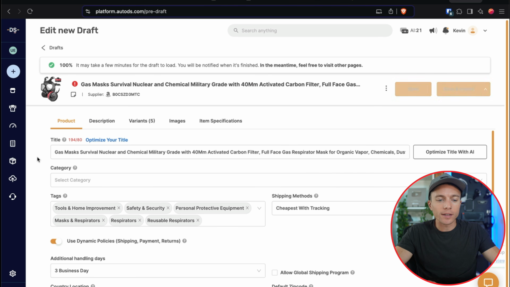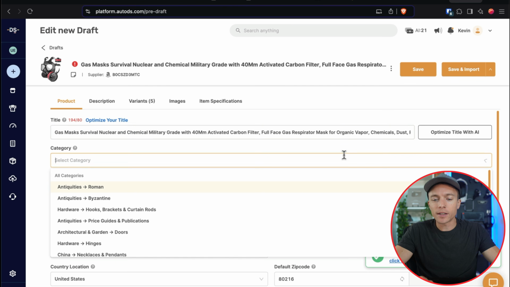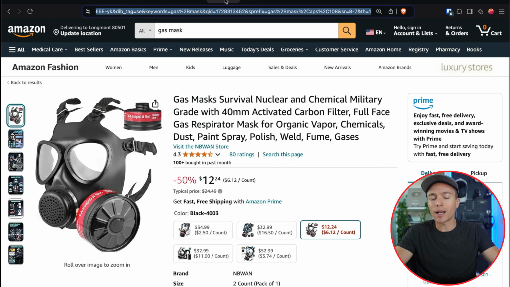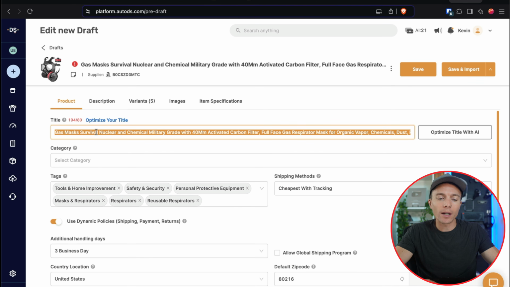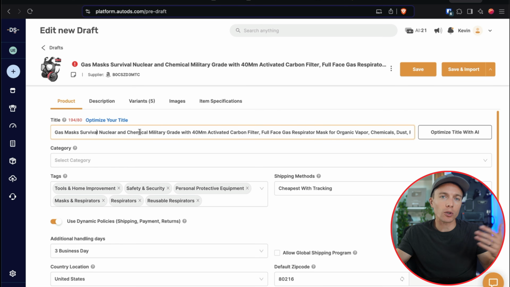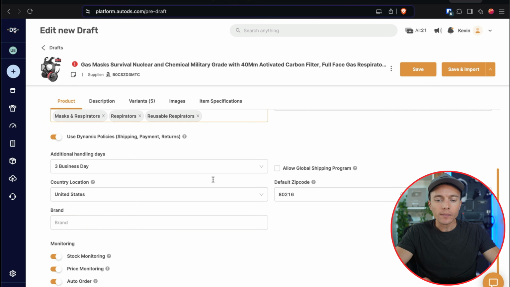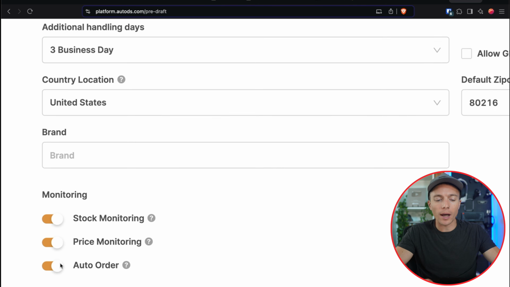So for instance, we can see the title is right here. And this is something I would definitely change up. I would go ahead and optimize this because the title right here is optimized for Amazon. We need to optimize it for eBay. You can see right here it's too long, so that's one thing I'll do is I'll shorten it, but also fill it with good keywords. It automatically adds tags, so I don't have to worry about that. It automatically uses the right policies on eBay. And down here, it automatically turns on monitoring.